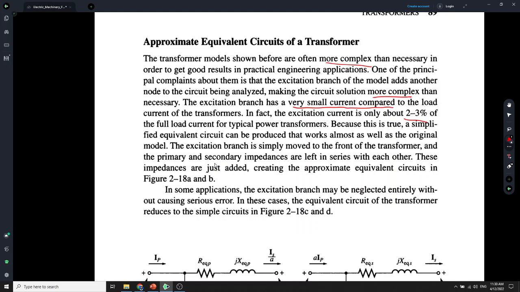So we can simply move it to the front of the transformer. You can see here.